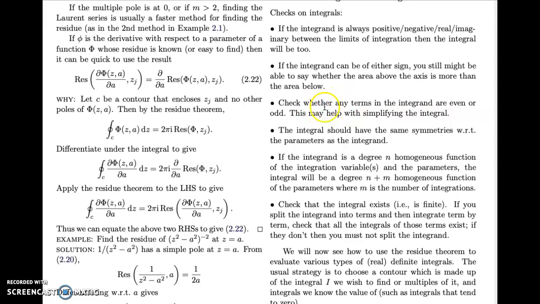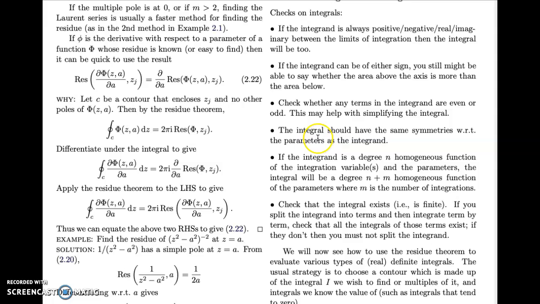This one will save you a lot of time. Check whether any terms in the integrand are even or odd, and that could help you with simplifying the integral. If you've got limits which are symmetrical about the origin, and you're integrating an odd function, then you know that the integral of that odd function is 0. So the integrand might contain a mixture of even and odd functions, but if the limits are symmetrical about the origin, then you can remove all of the odd functions. So that simplifies things.